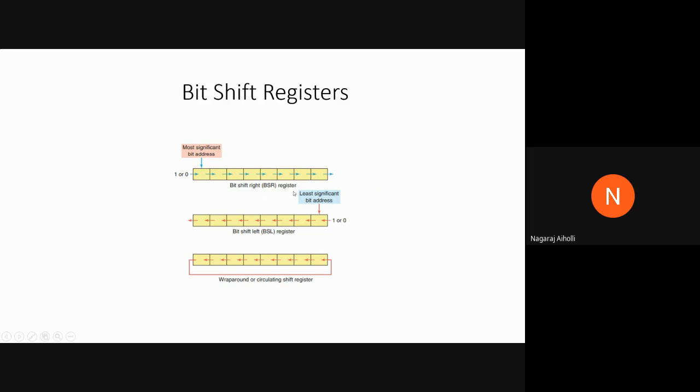Then we have the bit shift left register. We are moving the data into the LSB position, and we are shifting the data in the left direction. That is a bit shift left register. That means, first, suppose you enter 0 here, that 0 is moved.